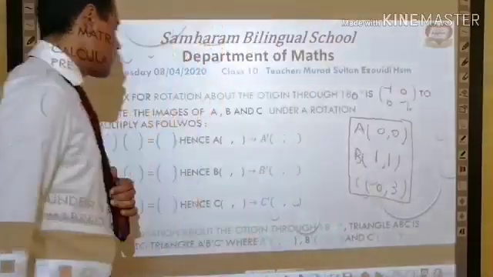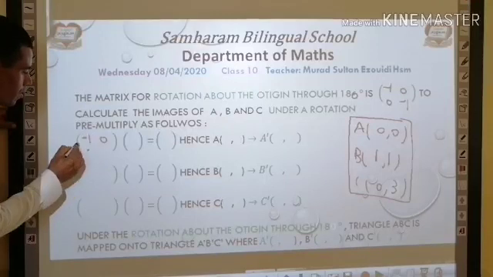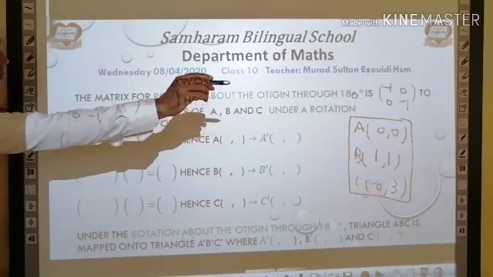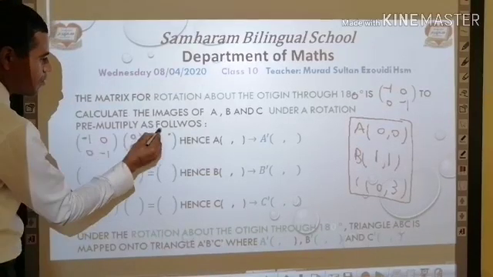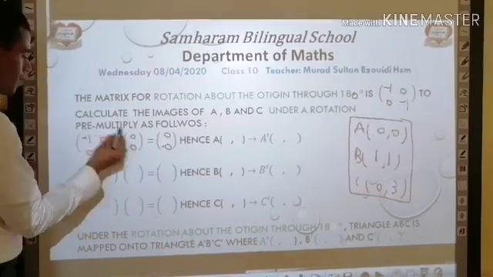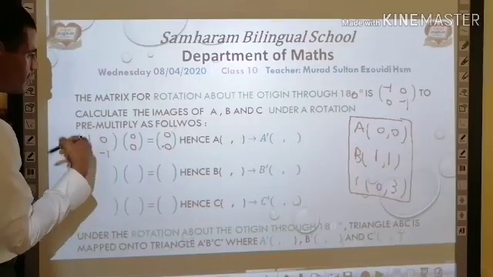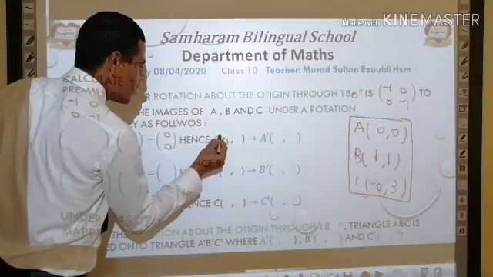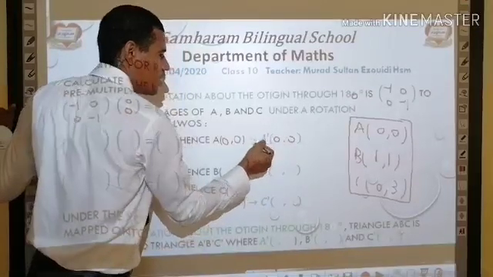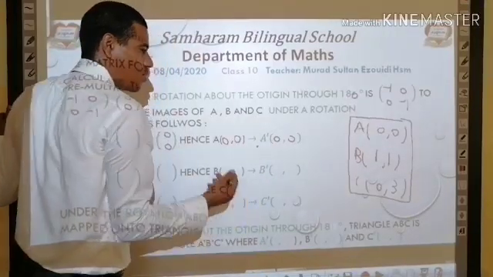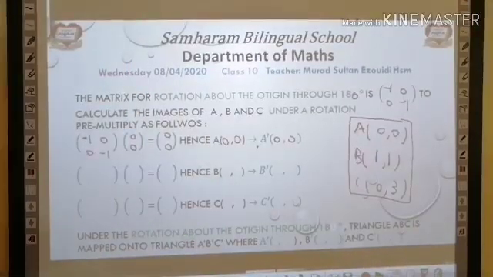Let's do it. Okay, this is negative 1, 0, 0, negative 1. Multiply by what? By 0, 0. So it will be 0, 0. Negative 1 by 0 plus 0 by 0 is 0, and 0 by 0 plus negative 1 by 0 is 0. This is called the origin. A has no change. Why? Because it's the origin of my rotation.